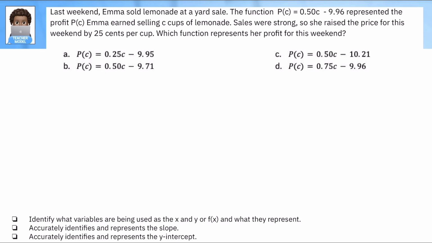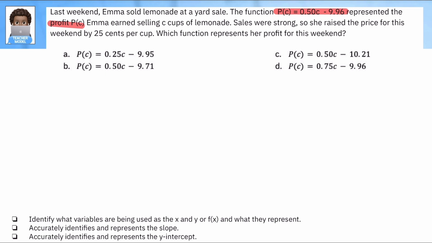Here's another problem. I'm going to read it with you, and then I'm going to stop to give you opportunity to hit pause, try and solve it, and then I'll reveal the answer at the end. So let's go. Last weekend, Emma sold lemonade at her yard sale. The function P of C is equal to 0.50C minus 9.96 represented the profit P of C.